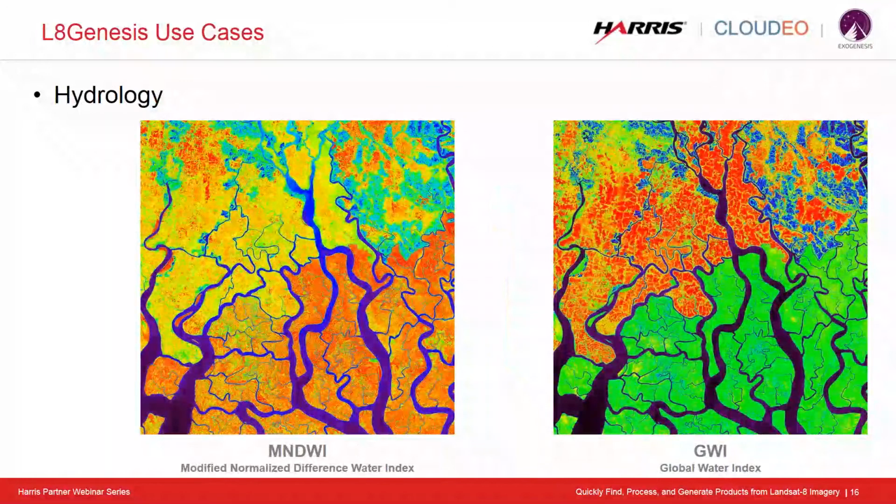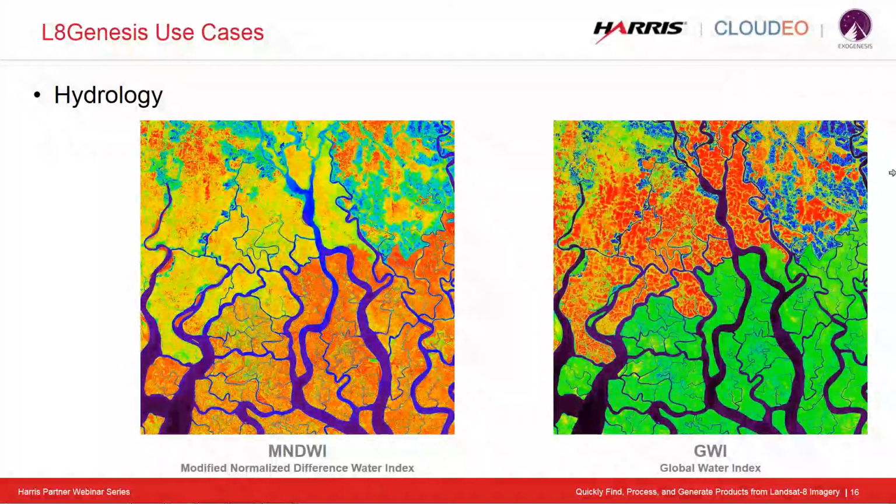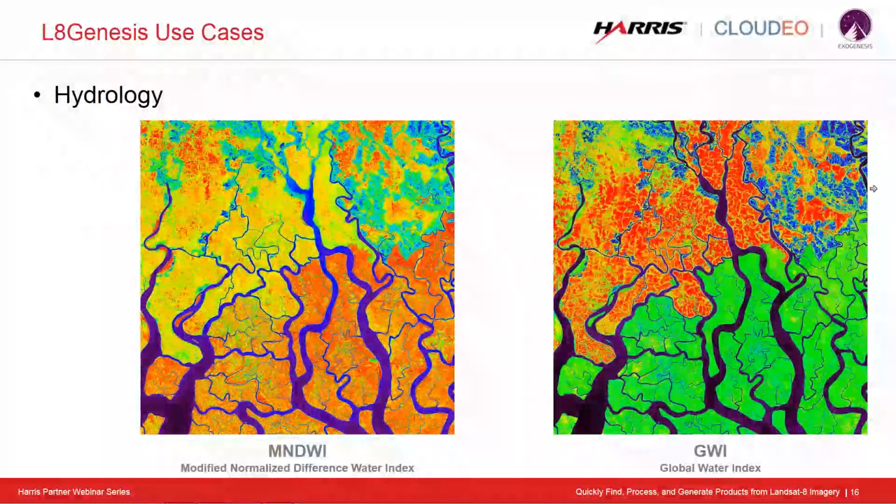Here's an example from the hydrological category. The MNDWI, the Modified Normalized Difference Water Index on the left, and then the Global Water Index on the right. You can see these two provide very similar results, but also have their own very unique perspectives as well. For instance, on the left, the MNDWI, if you look towards the middle at the very top, some of those waterways you can see are affected by turbidity. So they go from being a very dark blue to a much lighter blue.